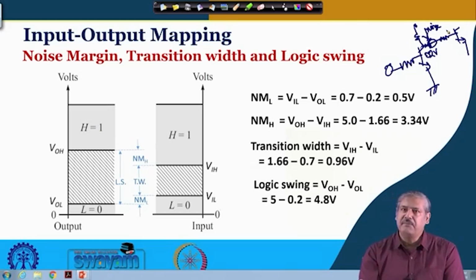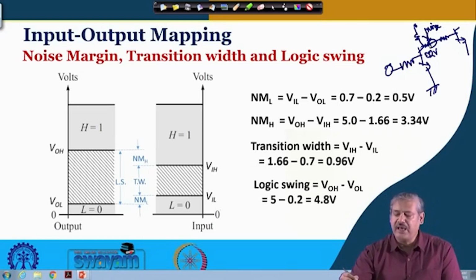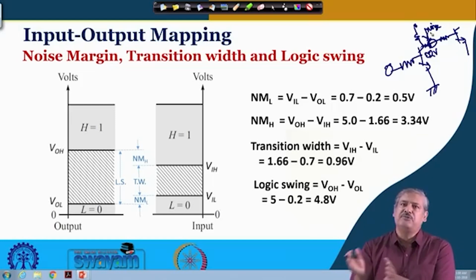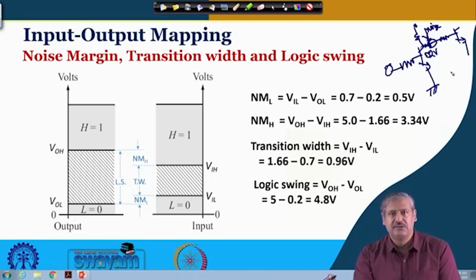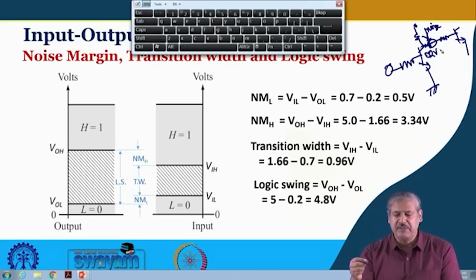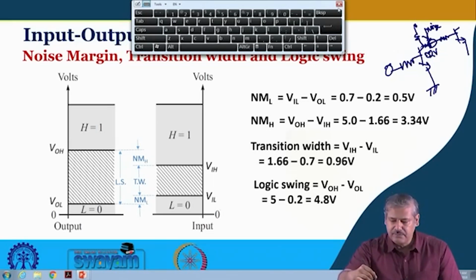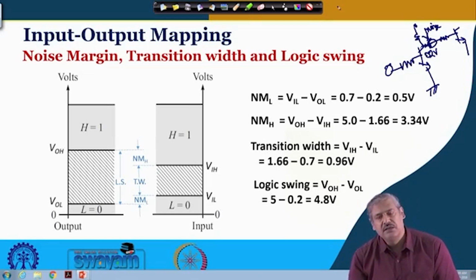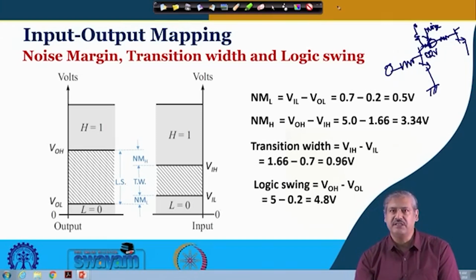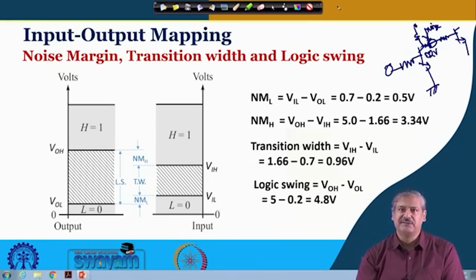The difference is the maximum voltage that can be accepted as noise, which is added with positive polarity. If it is a negative value, say the output is 0.2 volt and noise is minus 0.1 volt, then there is no issue. But if noise with positive polarity comes, that is the thing we need to remember. Is it clear? So, a 0.5 volt margin is there with me. So, this is noise margin low.